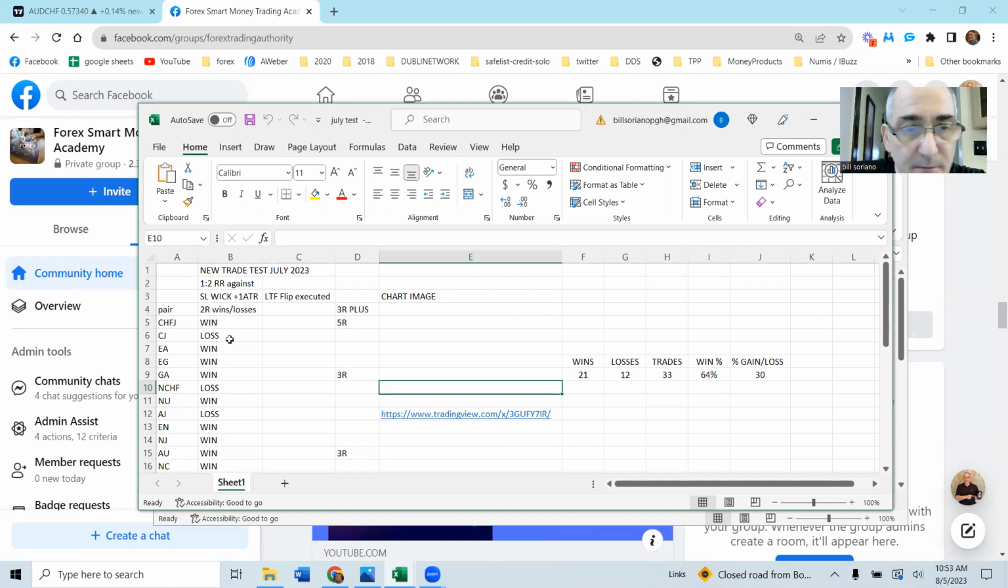Now, this was the first month I started doing it, and you can see here there were 33 trades that you could have taken. Now, full disclosure, guys, I did not take all 33 trades.